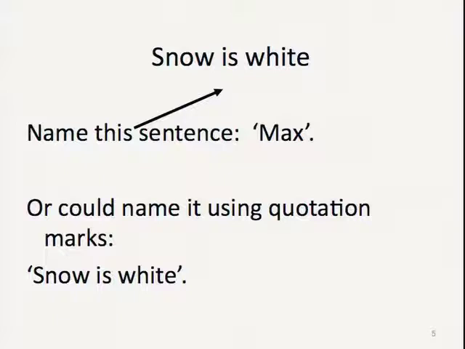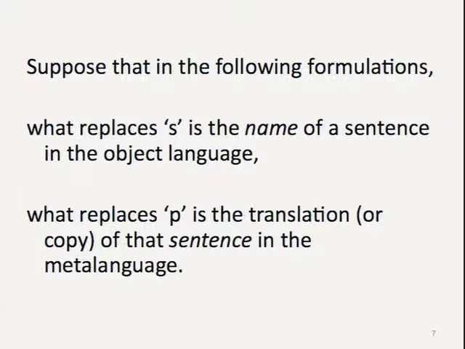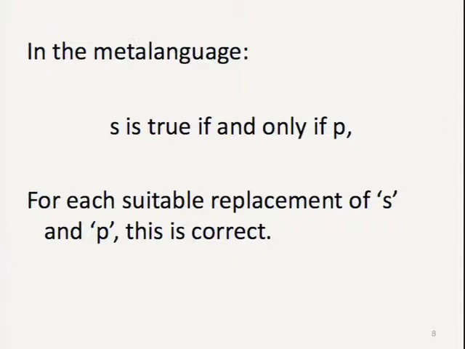We are just a step away from defining truth. Okay. So in the metalanguage, we can frame the following sentence. S is true if and only if P, for each suitable replacement of S and P. Right. So, class, would anyone care to give an example? Replacements for S and P?